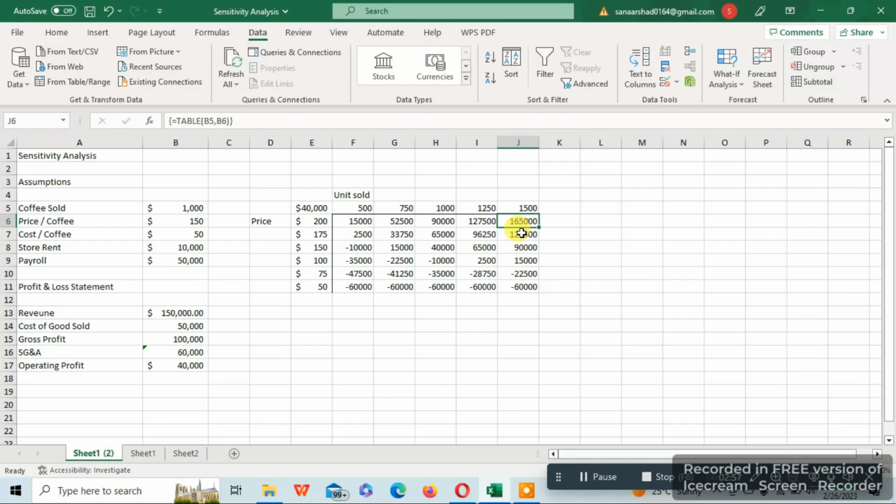In this way you will see what your operating profit would be if you sold fewer units at high prices, or less at high prices, and what your operating profit would be. In the sensitivity analysis we will see this.